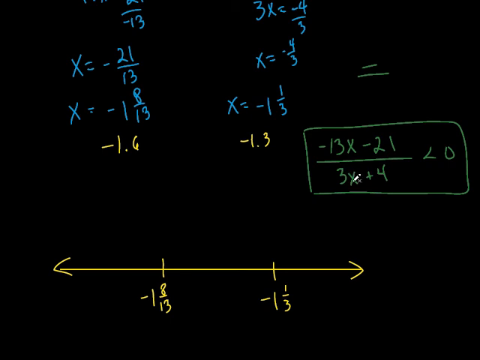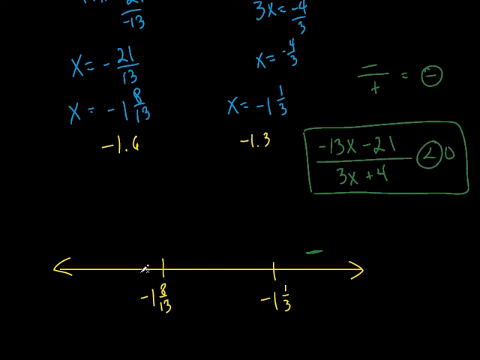3 times 0 is 0. Plus 4 is positive 4, which is positive. What's a negative divided by a positive? It's a negative. So any number to the right of negative 1 1/3 is going to give me a negative number. What am I looking for? I'm looking for negative numbers, aren't I?